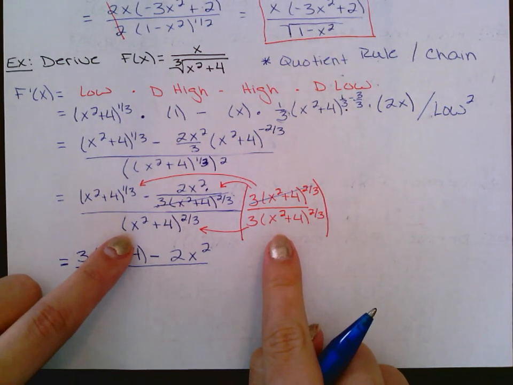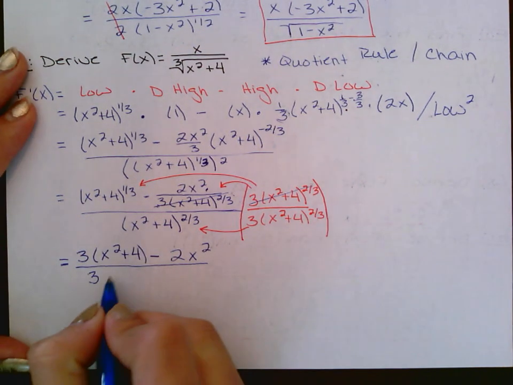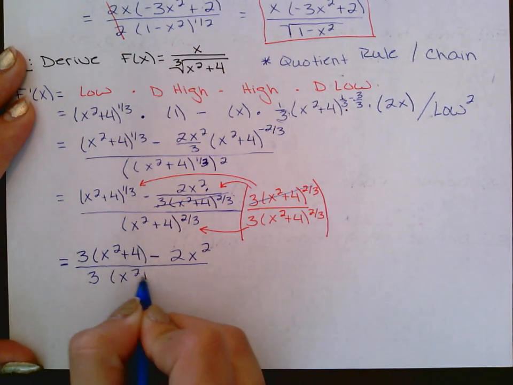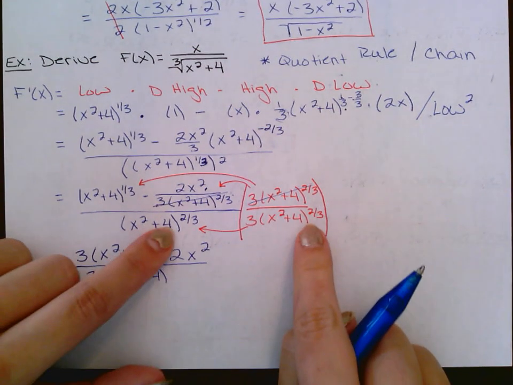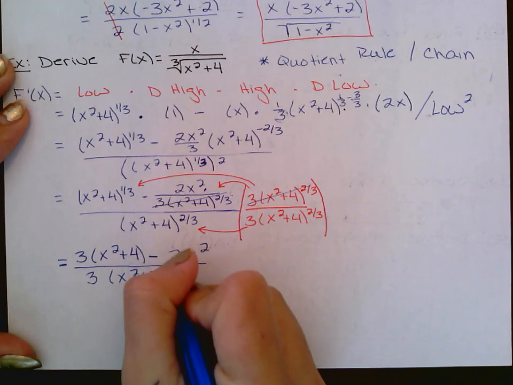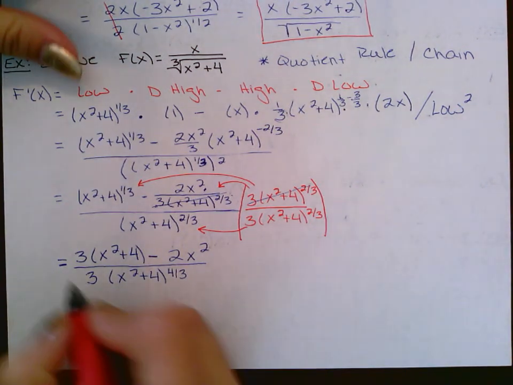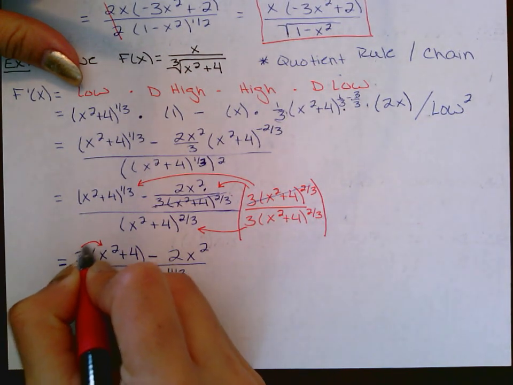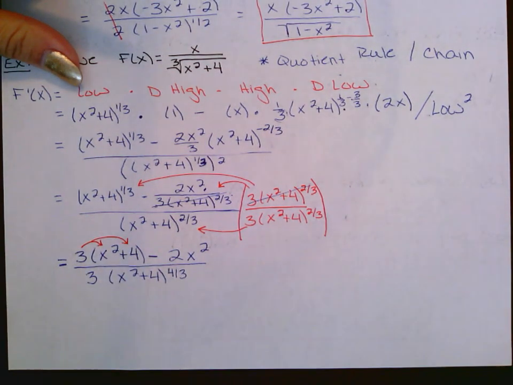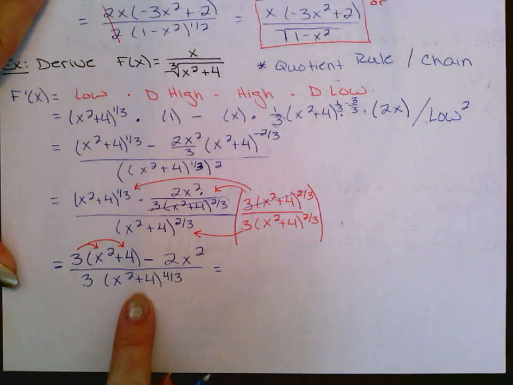And then here I have the same exact inside, so I'm going to rewrite it and just add the exponents. So I have x squared plus 4. Now 2/3 plus 2/3, I have a common denominator. 2 plus 2 is 4, and I have 4/3. We see that? All right, next step. We're almost there. I'm going to distribute this 3, and then I'm going to combine like terms. My denominator can stay exactly as is.